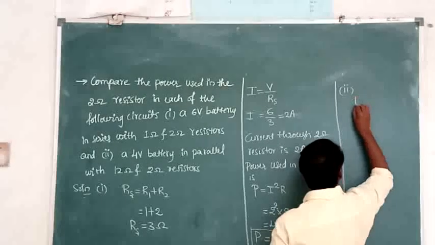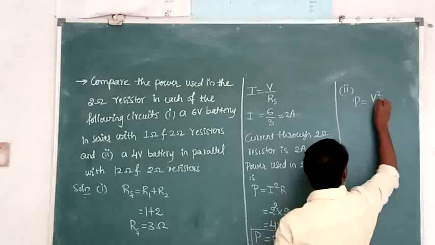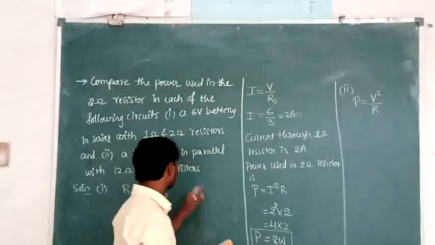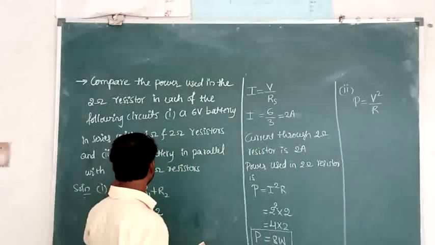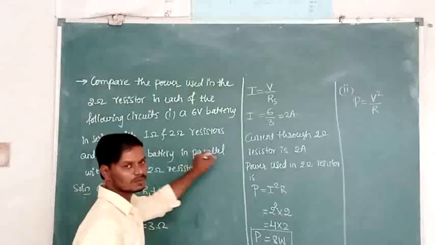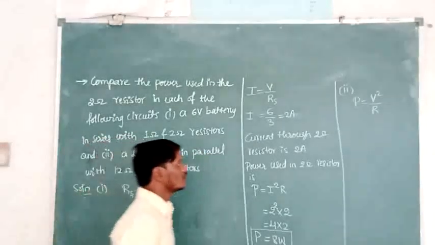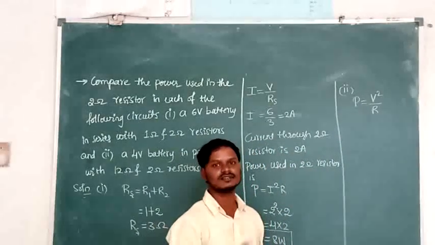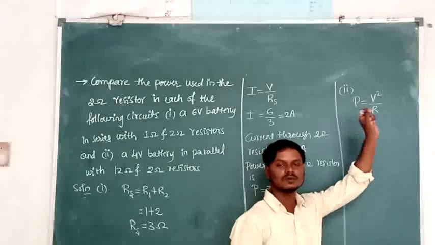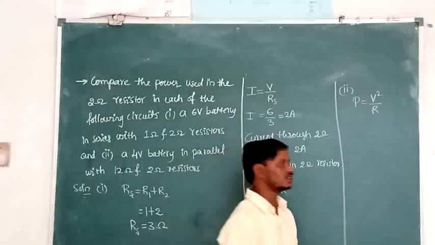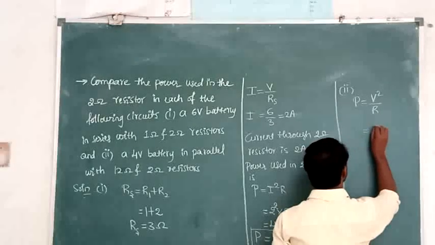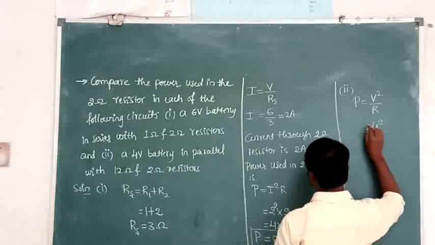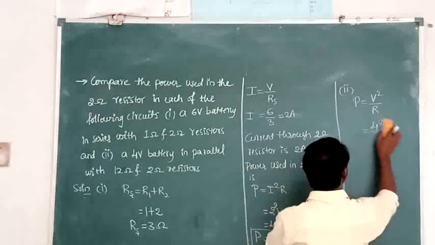So that is P is equal to V square by R. Then what is the voltage across the 2 ohm resistor here? That is 4 volt. What is the voltage across the 12 ohm resistor? That is also 4 volt because they are connected in parallel. So there is no need to find the effective resistance because we don't need current, we need only voltage, because voltage is same across each resistor. So what is voltage here? Voltage is 4 volt, means 4 square divided by resistance of the resistor. So it is power used in 2 ohm resistor.